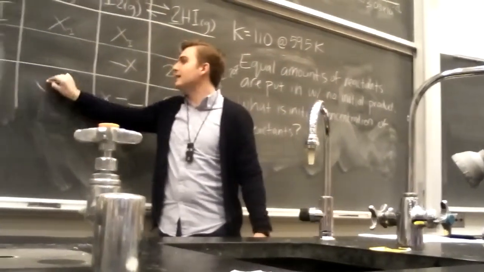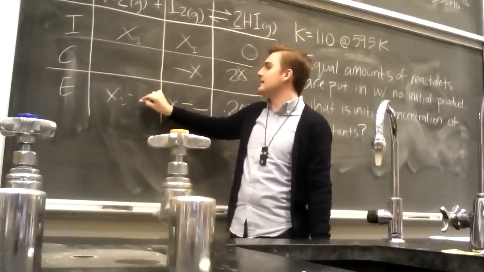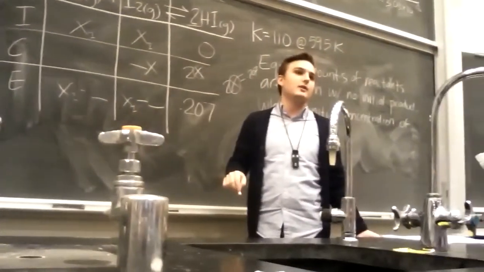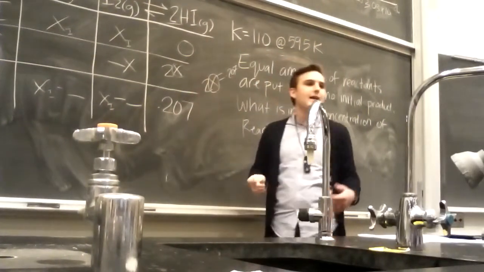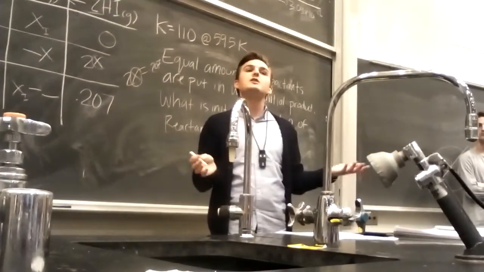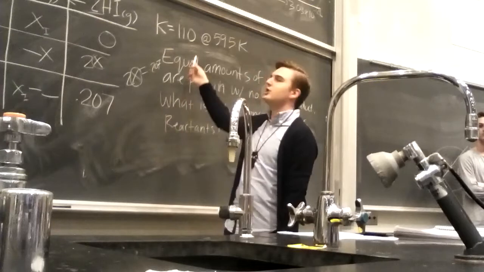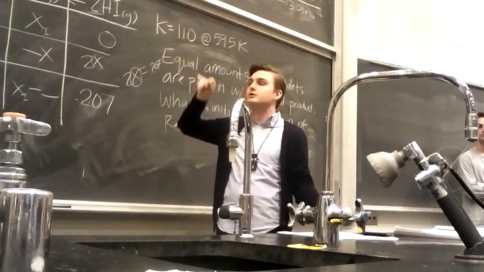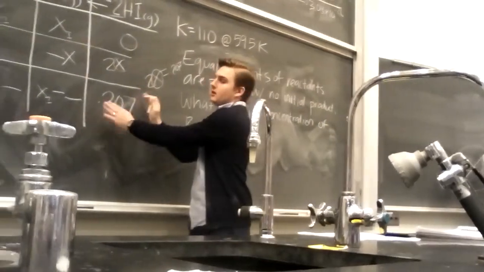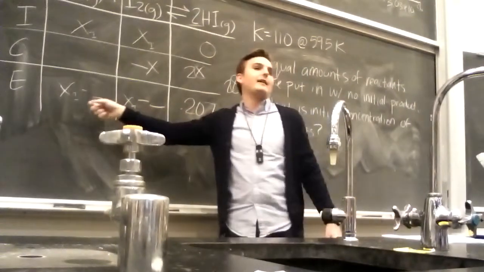This would be the exact same thing. Xi minus the number that I knew, that I solved for right here. So then the rest is just what you've seen before. You plug it into your equilibrium expression. Right? You know your K. You're going to have 110 is equal to products over reactants.